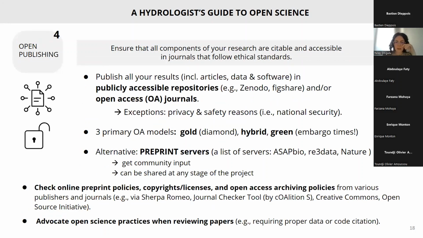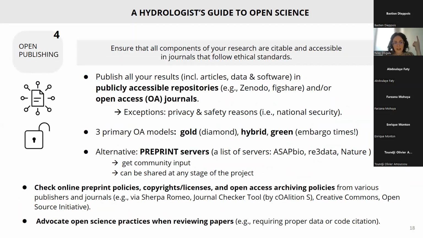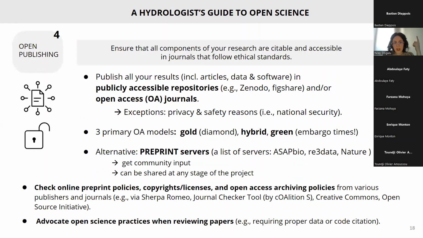All right, moving on to the fourth principle. Time flies by. Open publishing. So far we had the first principle, the research process and approach. The second, it was what? Anyone remembering? Data collection and analysis. And third, code, software development and use.